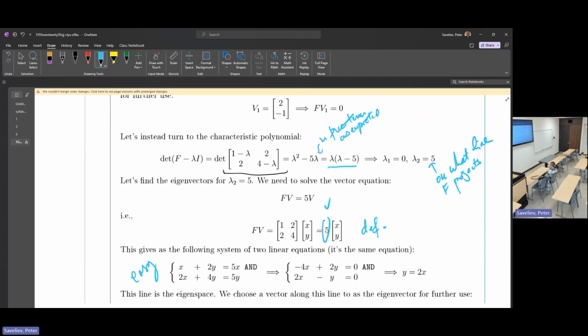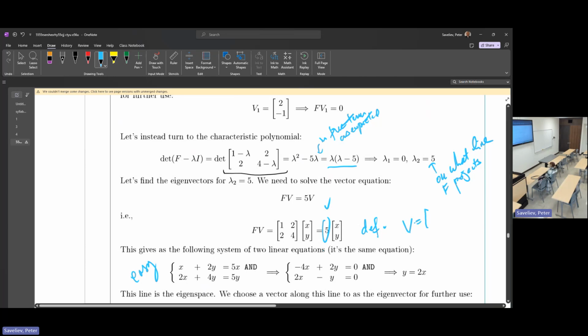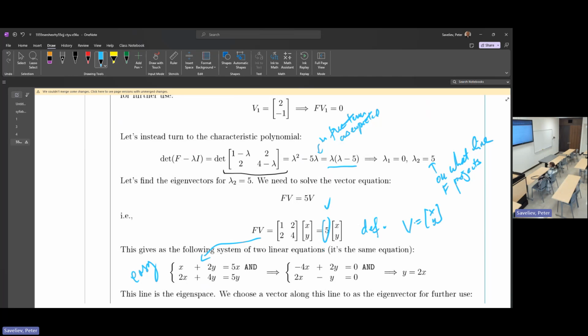So that's the definition of the eigenvector. So v is equal to x, y. And then I break it apart into equations one at a time. I end up with x plus 2y is equal to 5x, and 2x plus 4y is equal to 5y.